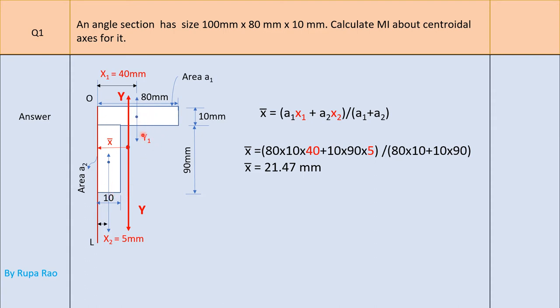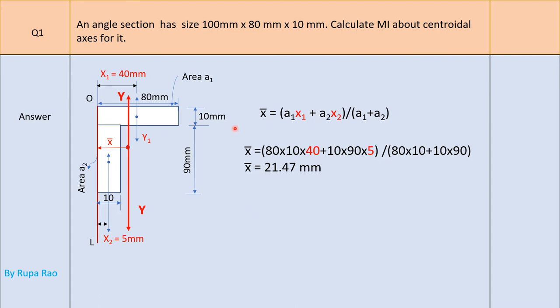So what we do now, we know the moment of inertia about this axis y1 for the top rectangle, about its own centroidal axis. Using the parallel axis theorem, we will transfer the moment of inertia from the axis y1 to the axis yy of the angle section. Axis yy is the centroidal axis of the angle section. Similarly, we know the moment of inertia about this y2 axis, which is the axis yy of this vertical rectangle. From this axis, we will transfer the moment of inertia to the axis yy. How we do it? Let us see.